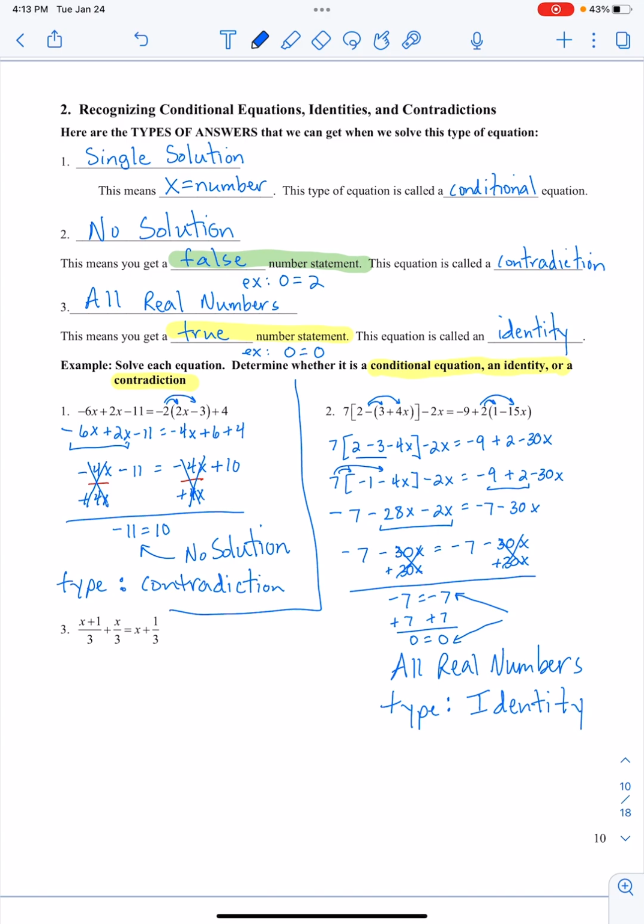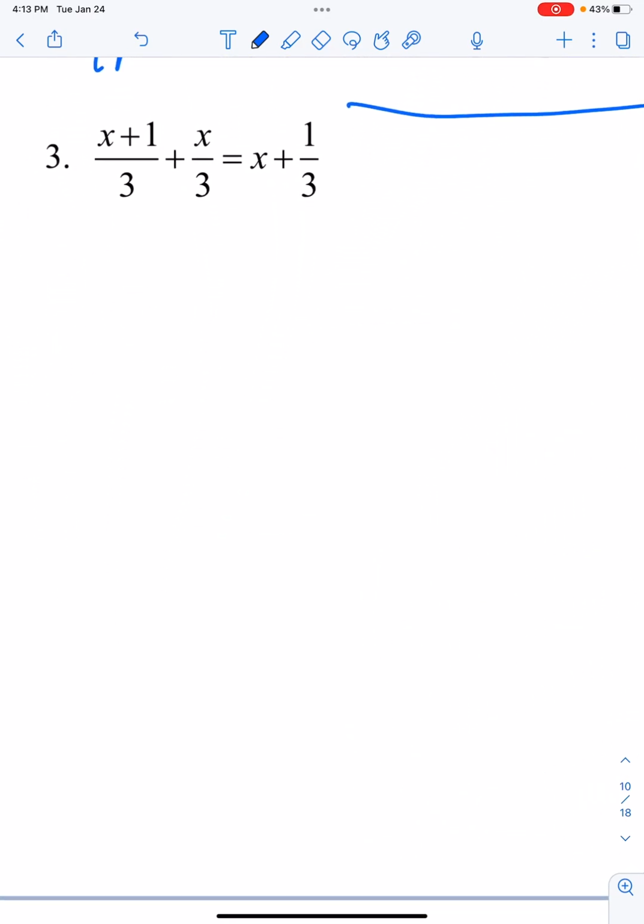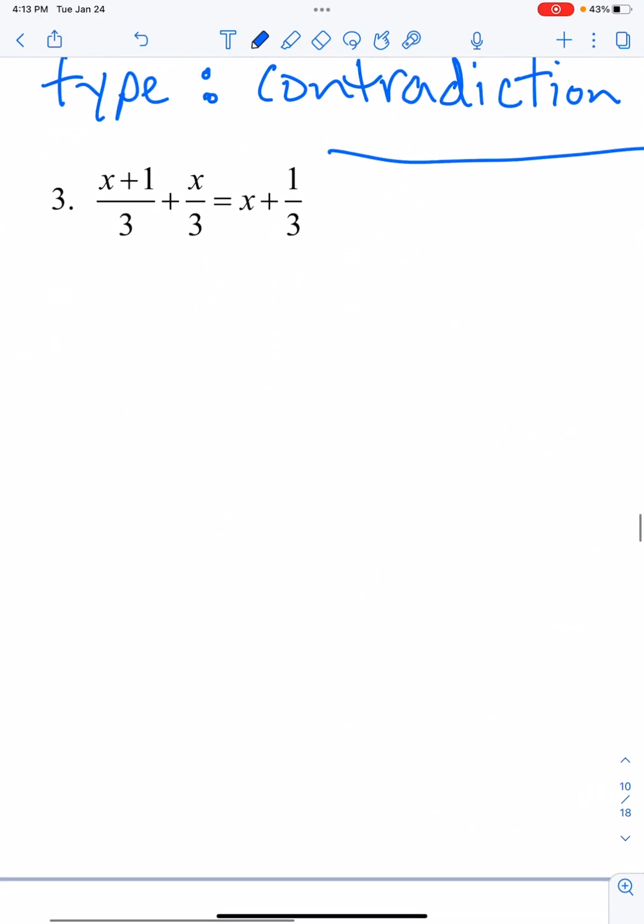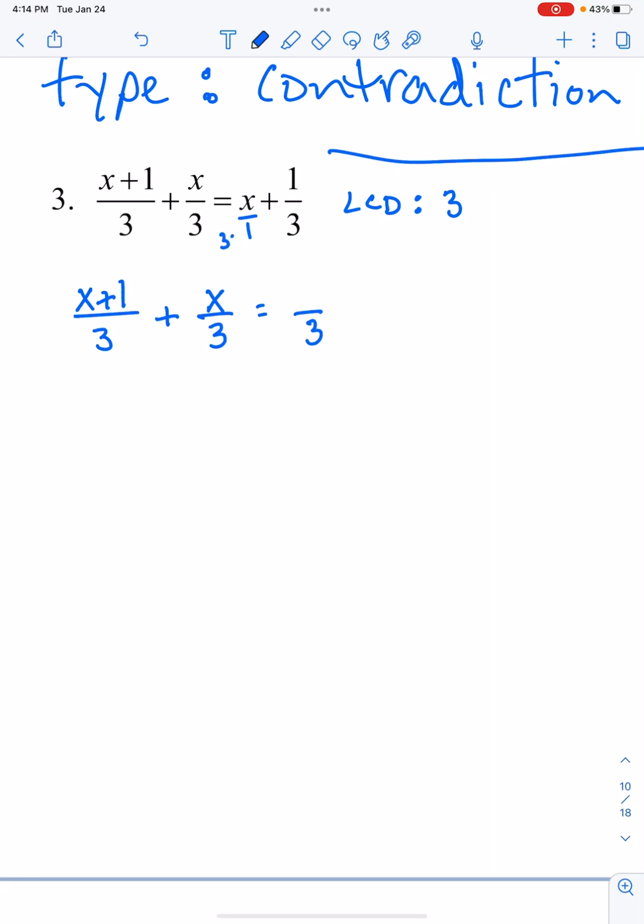So we have one more to work on. Number 3. We have fractions, so our approach would be to determine the LCD, which the only denominator everywhere is 3, so our LCD is 3. So x plus 1 over 3 is good to go, plus x over 3 is good to go. The x is over 1, so it really needs to be over 3. So what we do to the bottom, we do to the top, so we're going to multiply by 3.